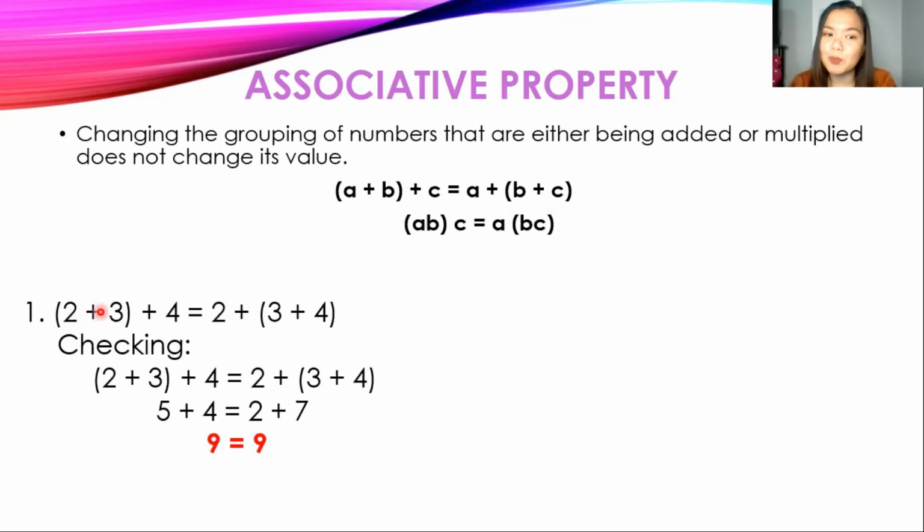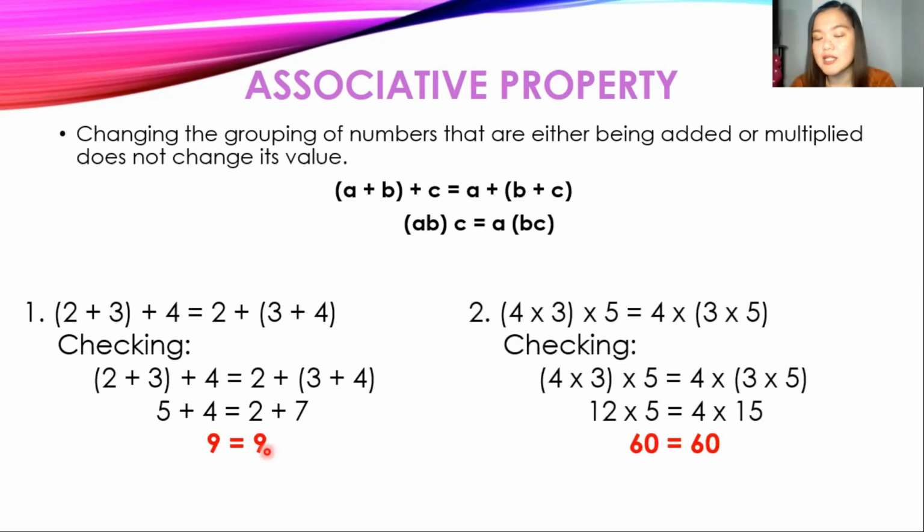Example, this one. The quantity 2 plus 3 plus 4 is equal to 2 plus the quantity 3 plus 4. So, checking. This part first: 2 plus 3 plus 4, using GEMDAS, you have 5 plus 4. Then, you have 9. Now let's have 2 plus the quantity 3 plus 4. Then, GEMDAS, the one in the group first, that's 7. So, 2 plus 7, that's 9. It's still the same. Even if the grouping is different, it's still the same.